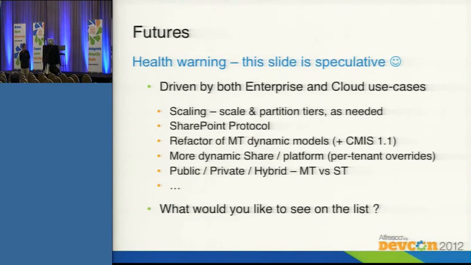There'll be areas where we'd have to refactor things like the dynamic models, particularly as we move towards CMIS 1.1, which provides secondary types, which are effectively aspects, and provides type management allowing incremental addition of types and properties. So that might be an area that we also wish to make sure is multi-tenant enabled.